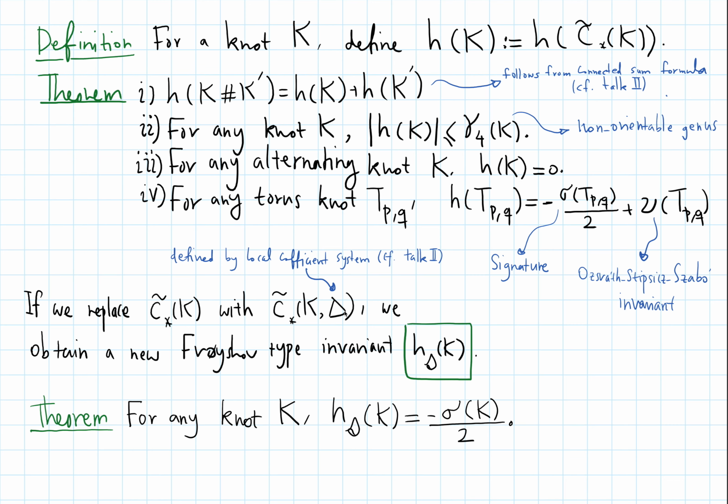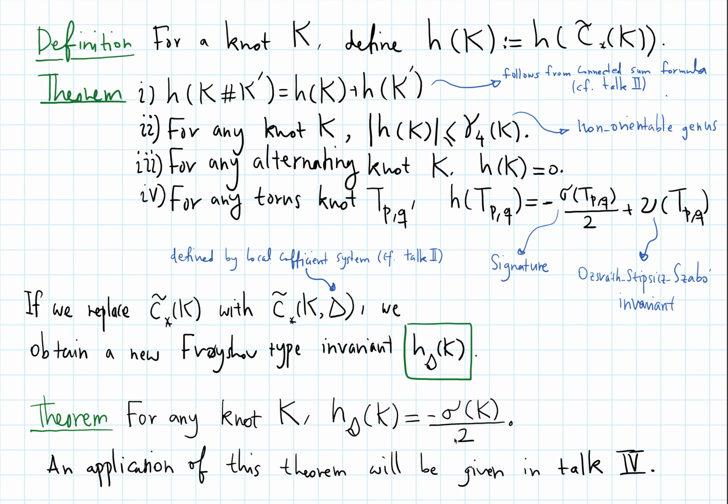And the interesting feature of this invariant is that it can be completely computed. It's not a new invariant. It's equal to the signature up to a constant, which is -1/2. At the beginning, it might seem kind of disappointing that we didn't get a new knot invariant, but in fact, we will see that this identity has some topological implications.